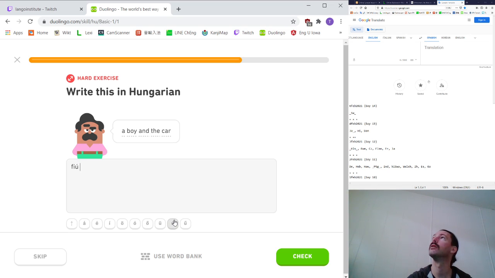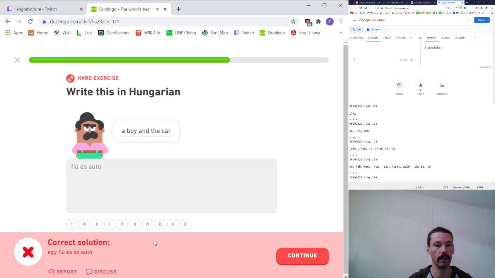The word and, I forget. És. And a single unmodified S, just a single consonant letter, that's a sh sound. És autó. Oh, a boy and the car. Yep, you made it pretty complicated. Too complicated for me at this time of morning. Egy fiú. Okay, egy is the numeral 1, also means a. A boy and the car.